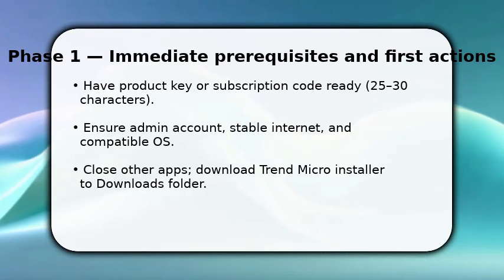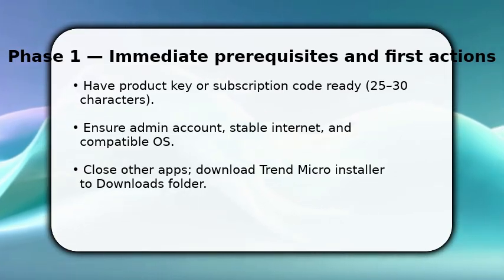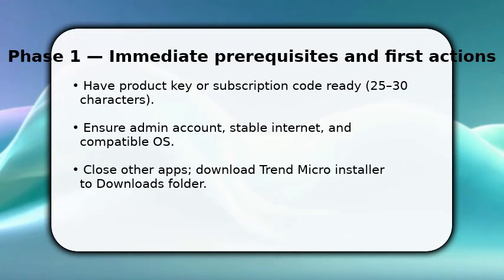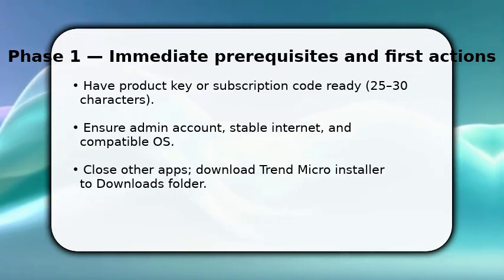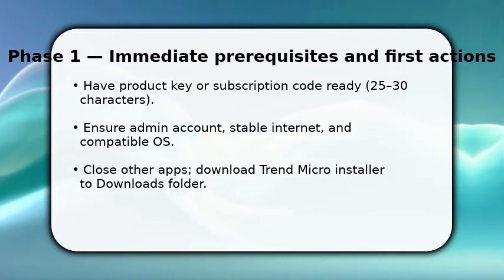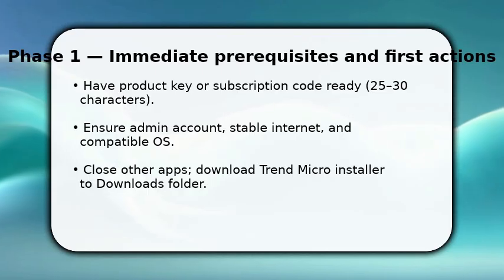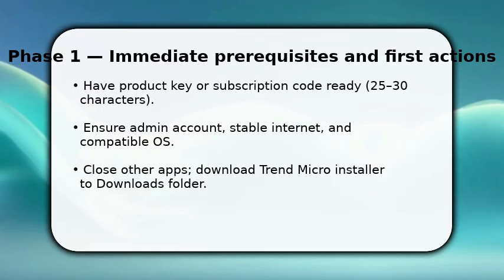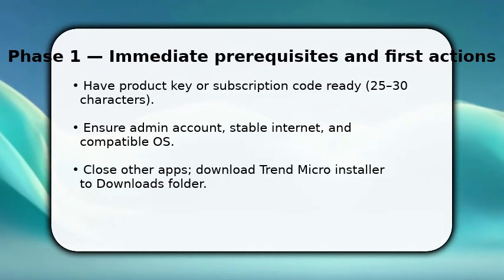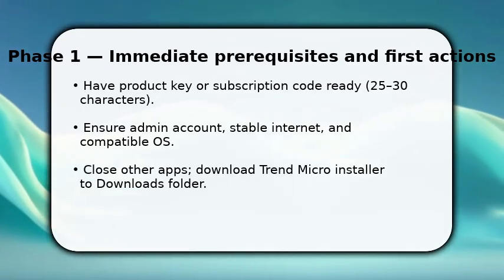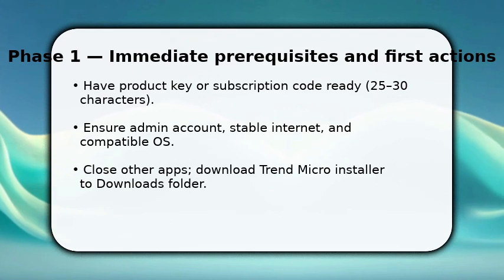Enjoy the video. You begin by confirming what you need: your product key, an administrator account, and a stable internet connection. Once those are ready, download the Trend Micro Internet Security Installer and save it to your Downloads folder. Double-click the installer to start. If prompted, allow the app to make changes. The installer will verify system requirements and may fetch additional components online, so keep your connection active. You're now past setup and into the activation flow.